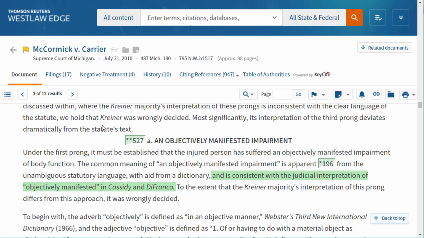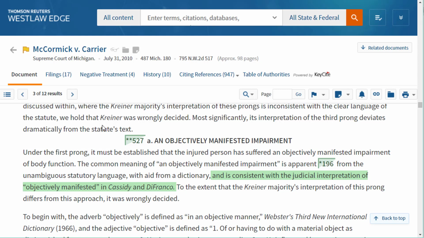And remember, we wanted to use Cassidy for the objectively manifested element. And look what the McCormick court said. It said the common meaning of an objectively manifested impairment is apparent from the unambiguous statutory language with aid from a dictionary and is consistent with the judicial interpretation of objectively manifested in Cassidy and DeFranco. So this means that the part of Cassidy dealing with objectively manifested, I can still use. It's still good law. Okay?